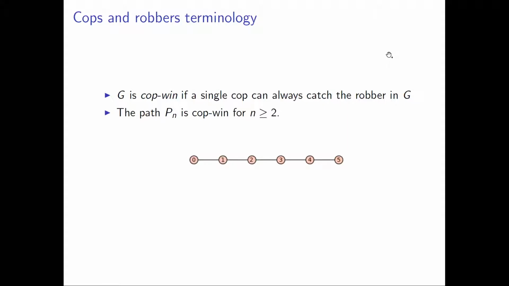So here's an example of a cop win graph. If we take the path P sub n for any n at least 2, this is cop win. And here's one way to see it. The strategy I'm going to use here is not an optimal strategy in terms of the amount of time it takes the cop to capture the robber, but it does show that the graph is cop win. So let's say we place the cop right here on their initial position. The first turn is when the cop actually moves from their initial position.